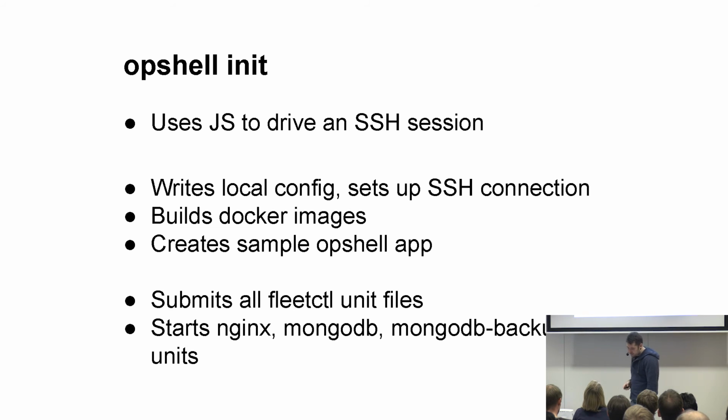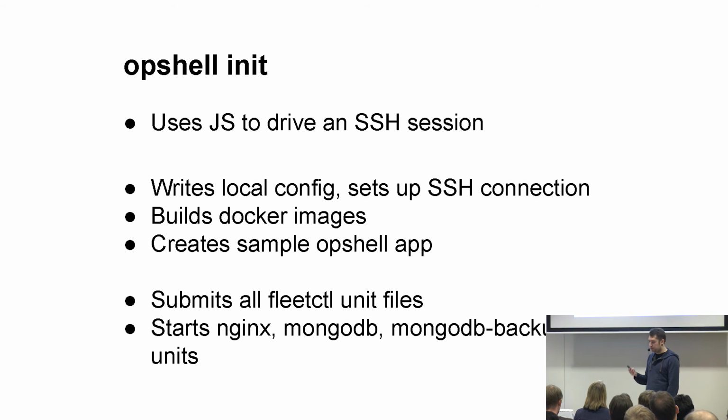Anyway, how does it work under the hood? First of all, I started writing this as a bunch of bash scripts that I would rsync to the server, and then I realized I don't like bash. So I wrote something that lets me use JS to drive an SSH session on the server. Nothing ever gets copied; no code as such gets copied to any CoreOS instance. I just connect over SSH and then call different commands in JavaScript. I can do things like put temporary files on the server that are cleaned up after the session is over, and so on. So what opshell does is it writes the local configuration.